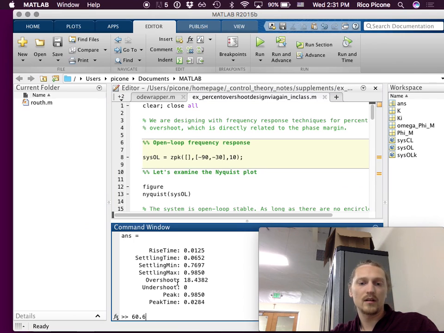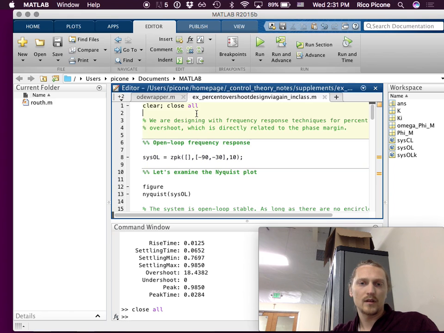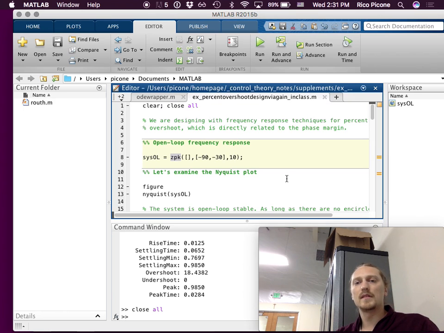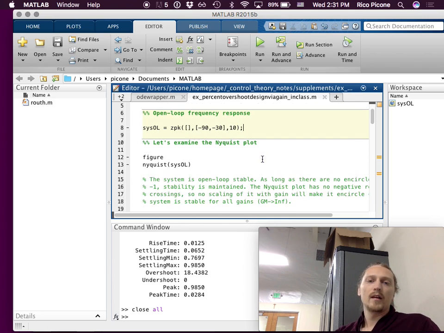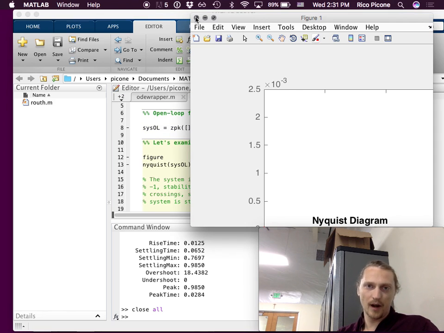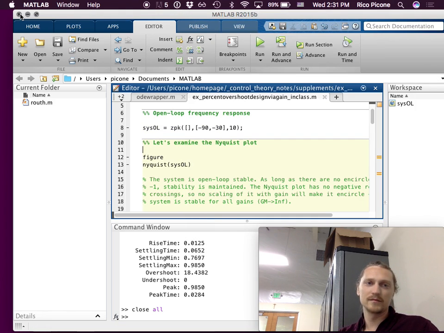And so I just define ZPK. I define the two poles, no zeros, 2 poles, and our gain of 10. So let's examine the Nyquist plot first. Crap. Gets me every time.